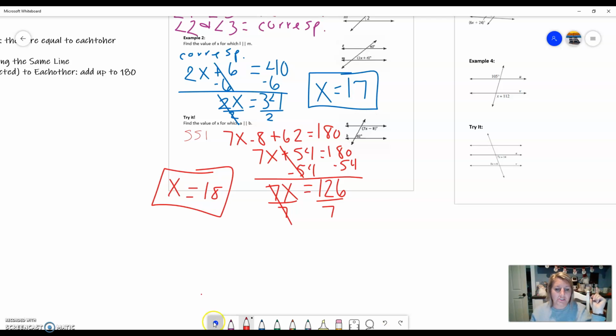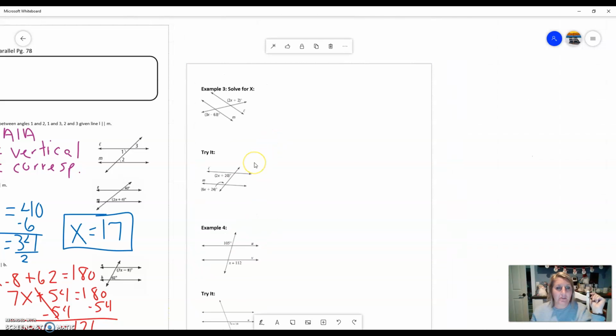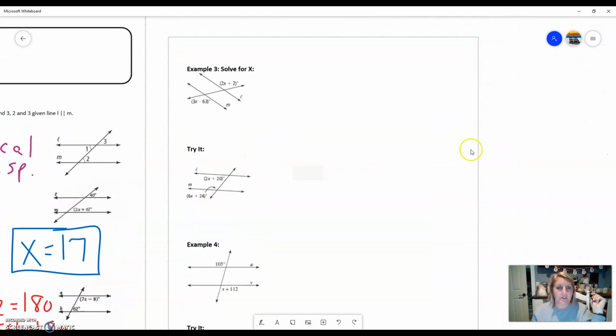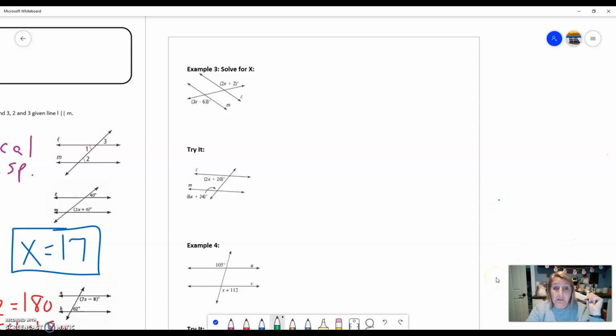We'll do one more just for funsies. So let's come up here to example 3. So example 3, again, first thing you always have to ask yourself, what type of angle pair is this? And in example 3, they're on opposite or alternate sides. They're on the exterior. So these ones would be alternate exterior angles.